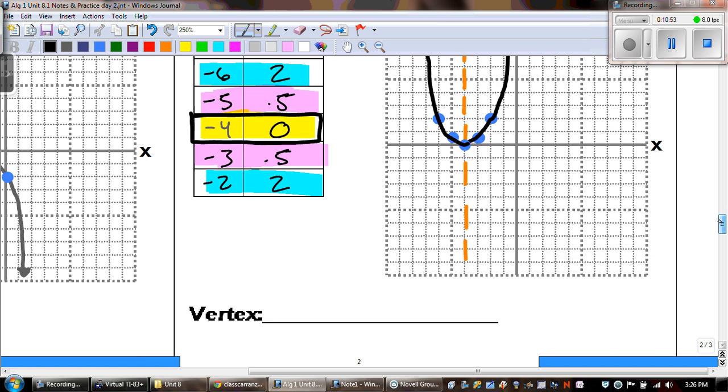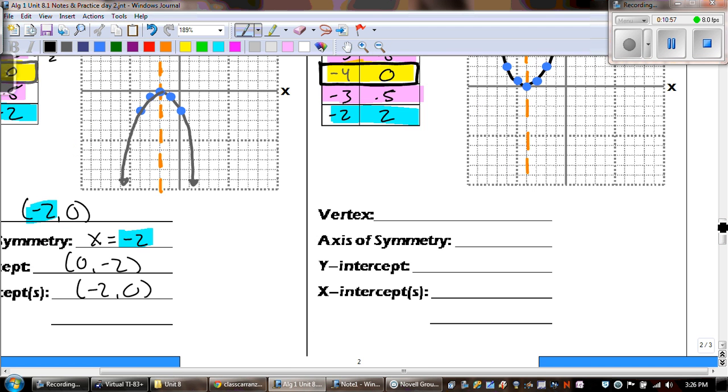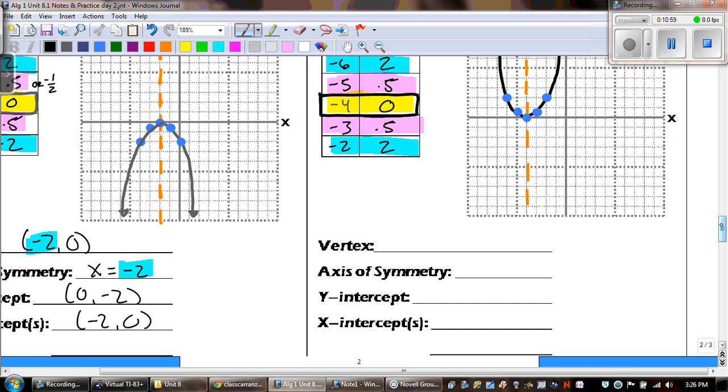All right, let's work on the bottom part. Now, our vertex, remember the vertex is the middle point. We already know what that number is. That is the point -4, 0. Our axis of symmetry, we steal the x value, and it's an equation. So x equals -4.